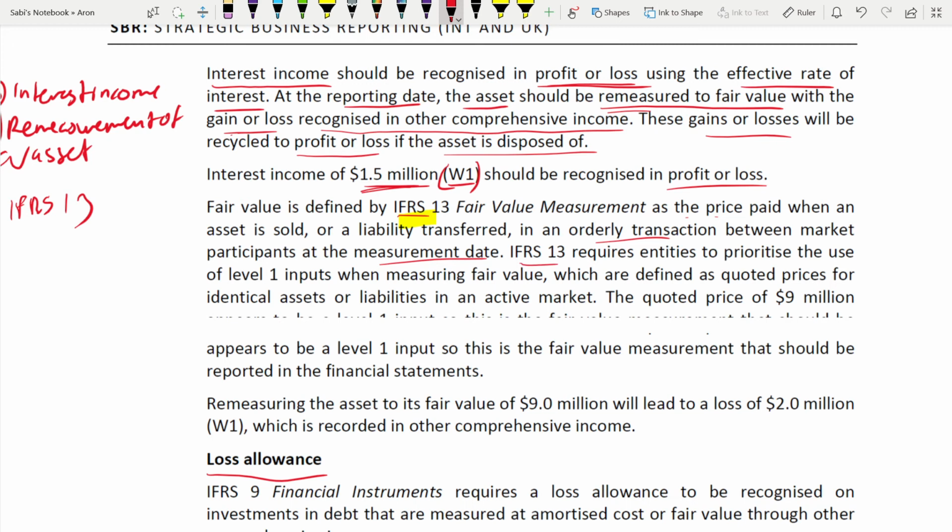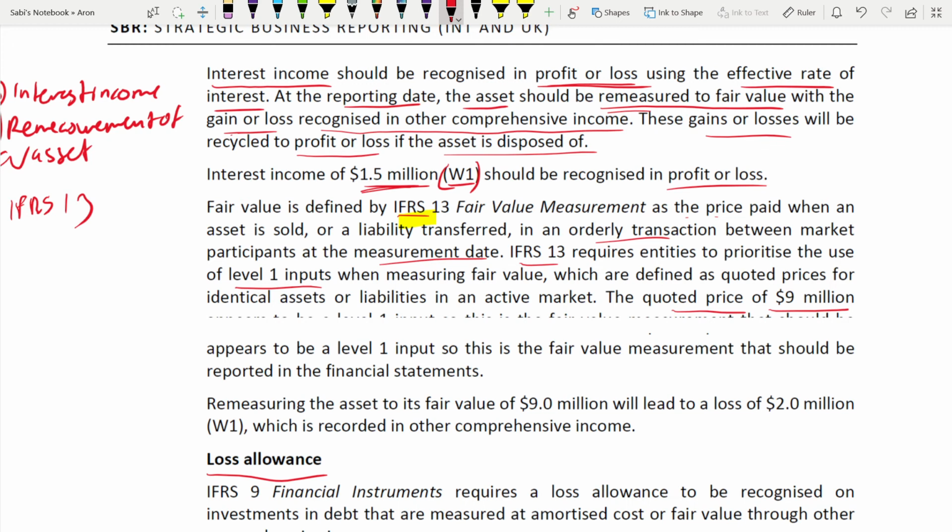Okay. We don't have to talk about each of the three levels. In this case, the entity always wants you to use level 1 input when you are measuring fair value. In this case, level 1 input is used. Why? They have already given you the quoted prices. That is 9 million, the quoted price. This is level 1 input.